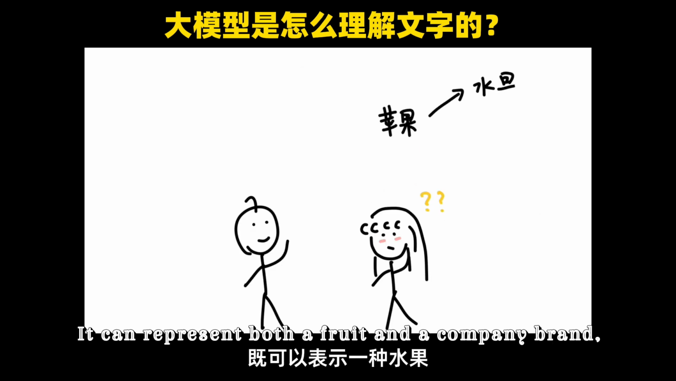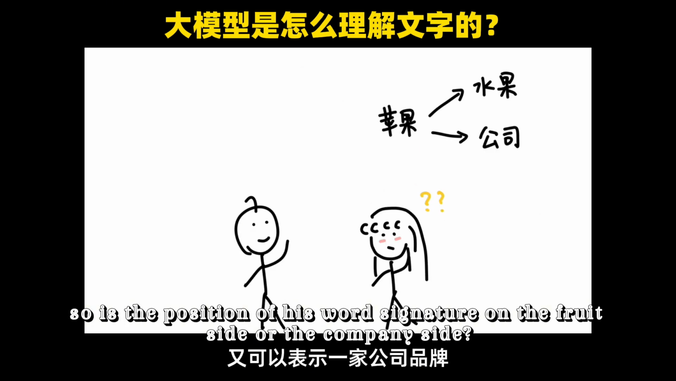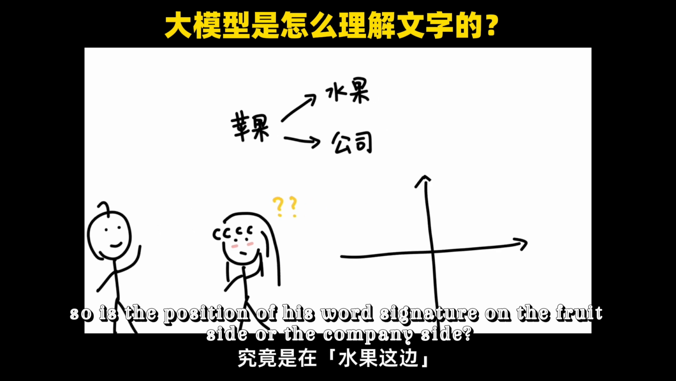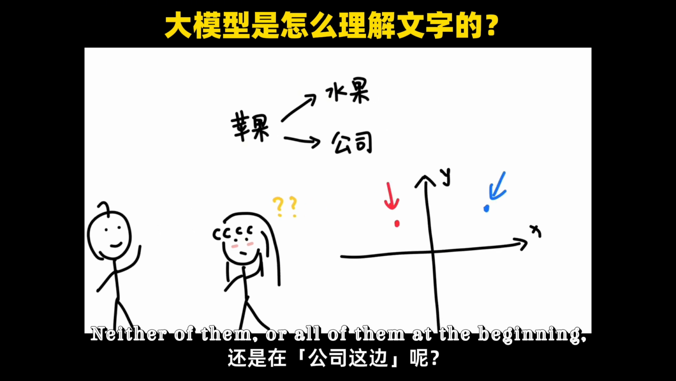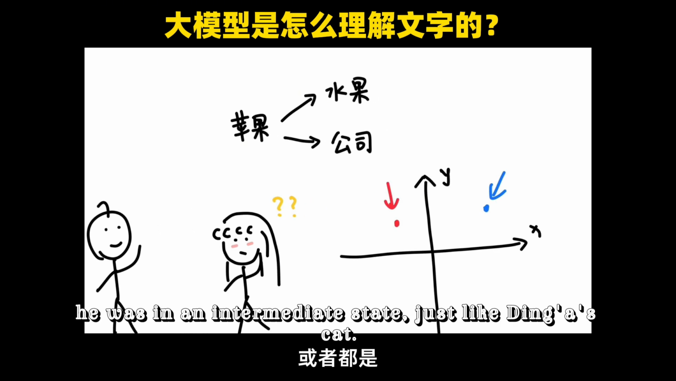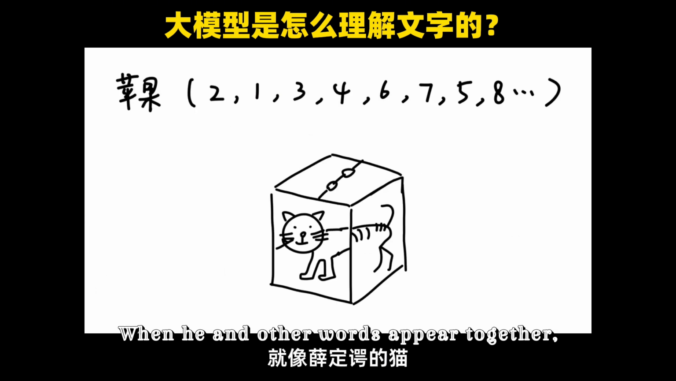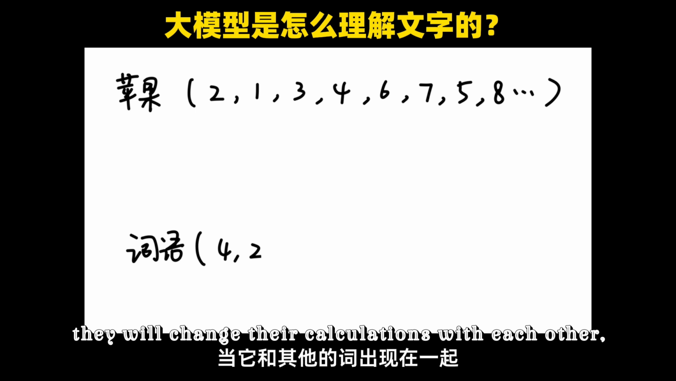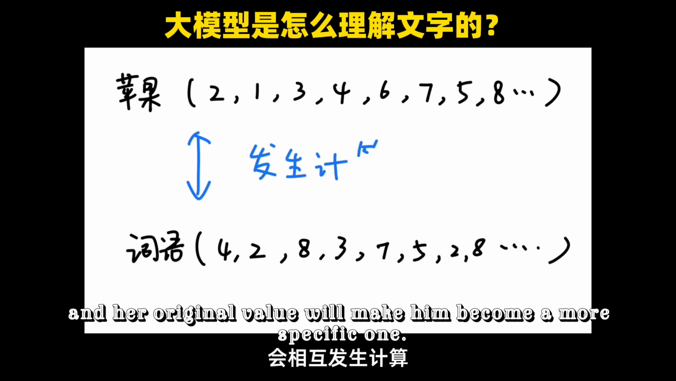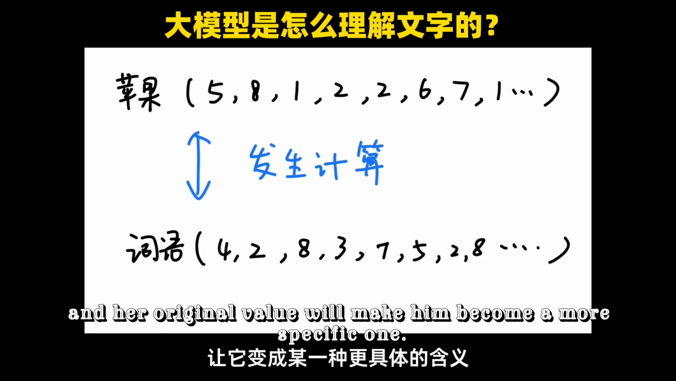So how can it represent both a fruit and a company brand? Is the position of the word apple on the fruit side or the company side? At the beginning, neither or both. It is in an intermediate state, just like Schrödinger's cat. When it appears together with other words, they change each other's values through calculation, and its original value will become a more specific one.